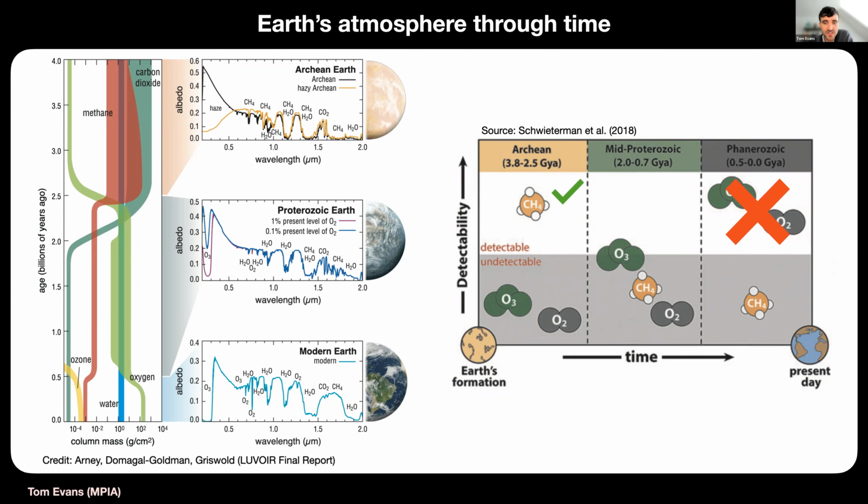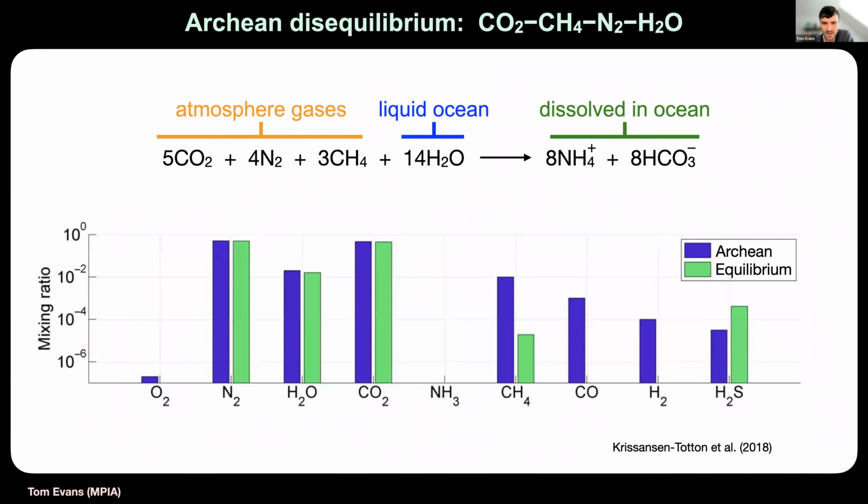But methane on its own could be ambiguous because abiotic processes can generate methane, or for whatever reason, the initial volatile content of the planet could favor high methane abundances. But in 2018, Christensen et al. published this paper proposing that the simultaneous detection of methane and carbon dioxide could be a more promising biosignature.